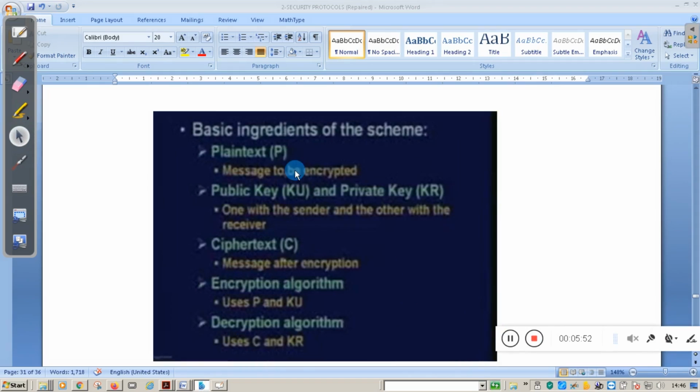Before proceeding to the applications, we will now see what are the ingredients of the public key crypto system. The main ingredients are: plain text, the message to be encrypted; the public key and private key, that is KU and KR, one with the sender and the other with the receiver; ciphertext, the message after the encryption; the encryption algorithm that makes use of plain text and one of the keys; and the decryption algorithm that makes use of ciphertext and one of the keys.